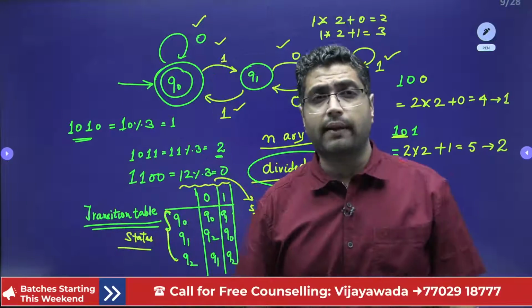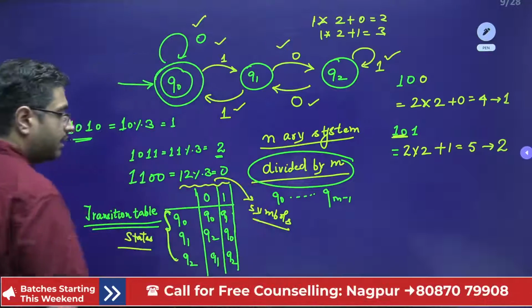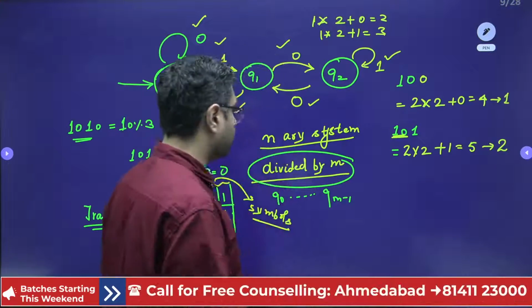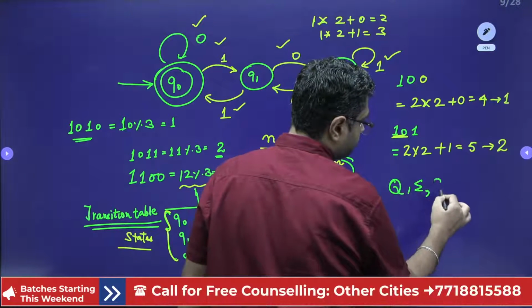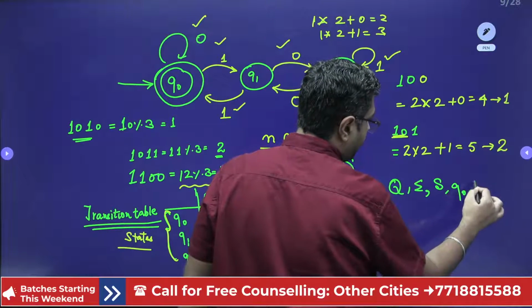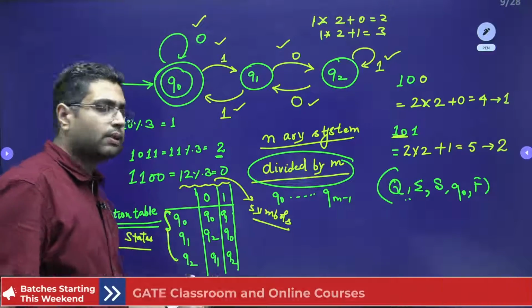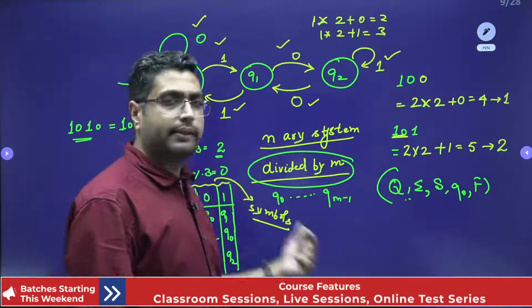So what is the 5 tuple for a DFA? What I'm claiming is a DFA can be represented using a 5 tuple, that is Q, sigma, delta, Q naught, F. And this 5 tuple is itself shown over here in this transition table. That is how a DFA can be represented using the transition table method also.